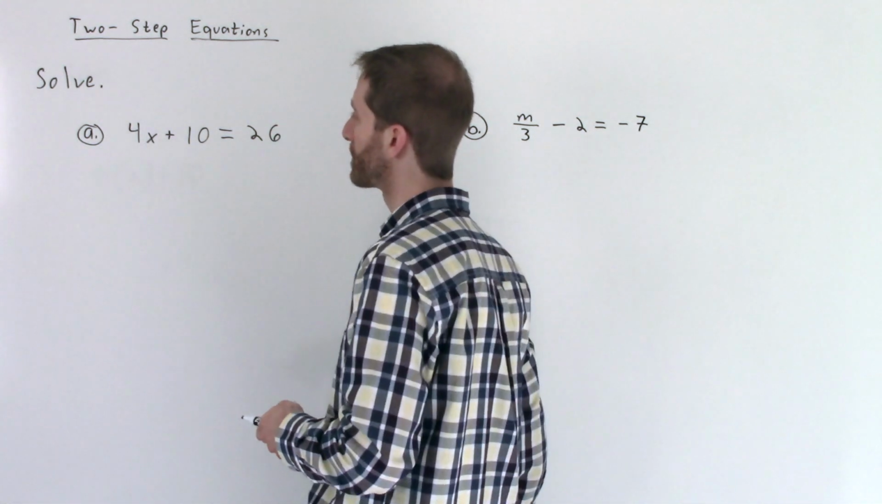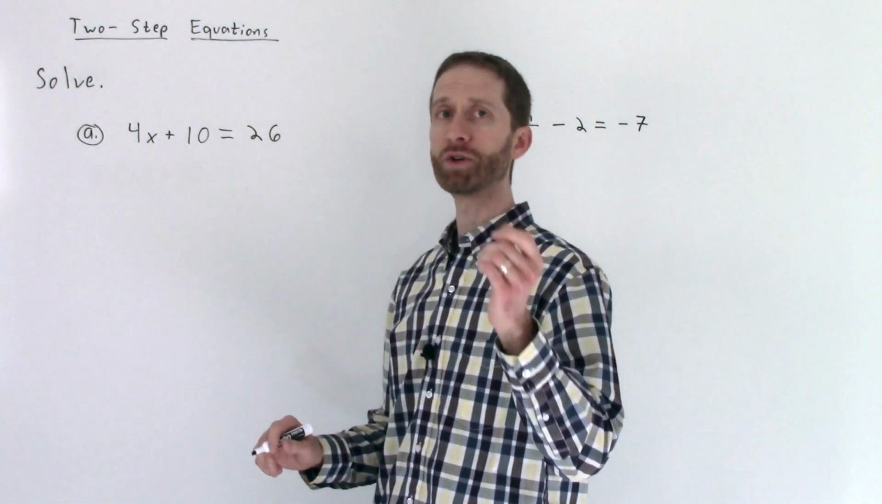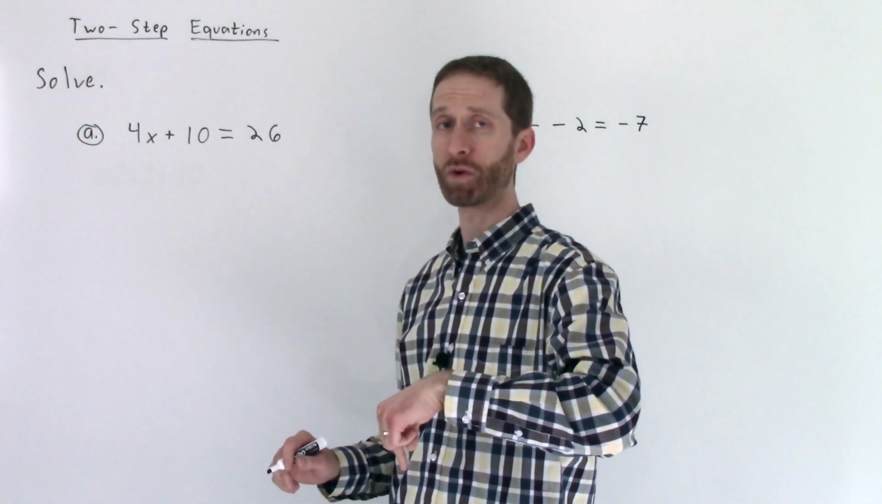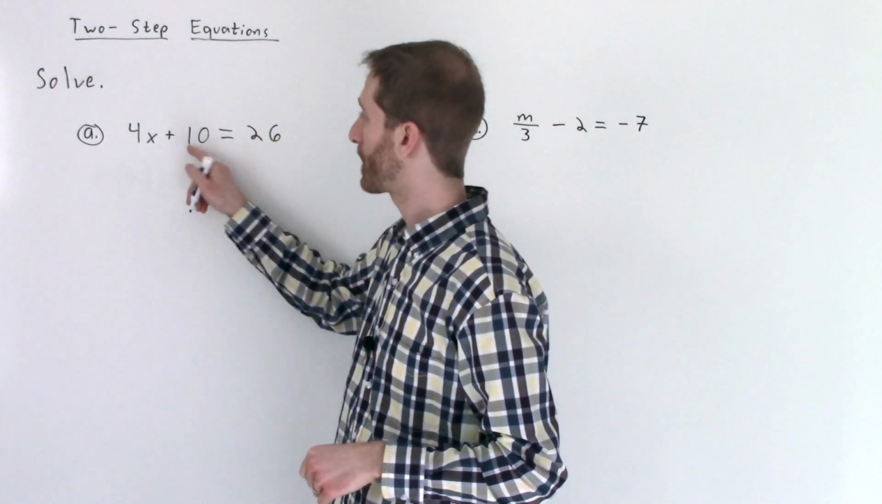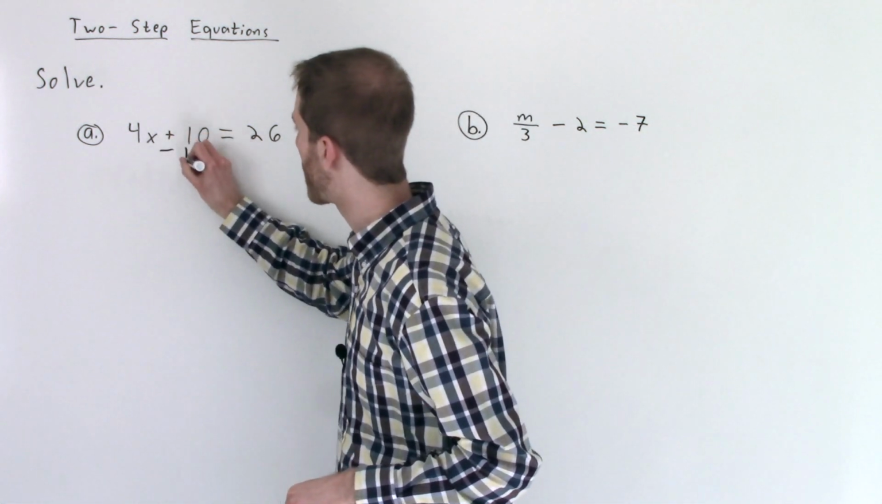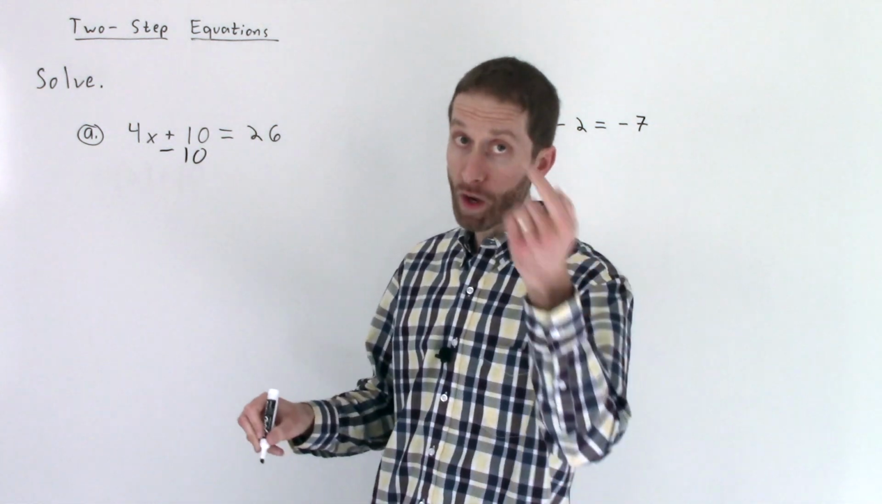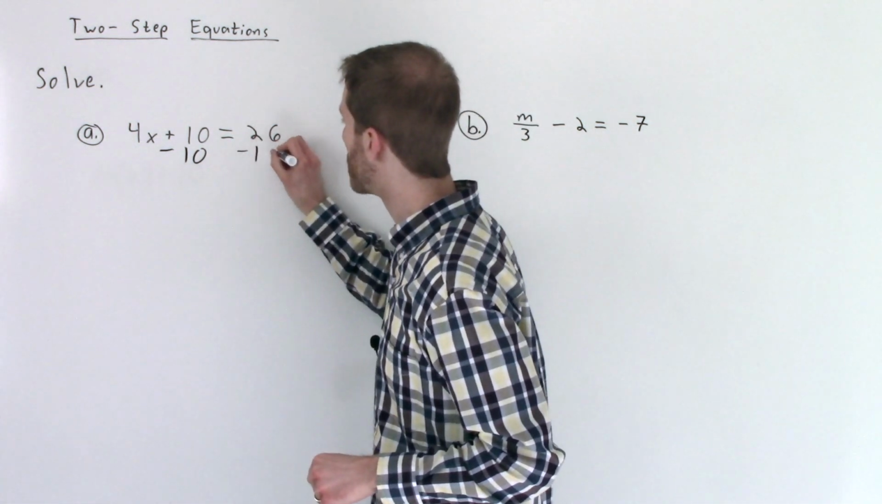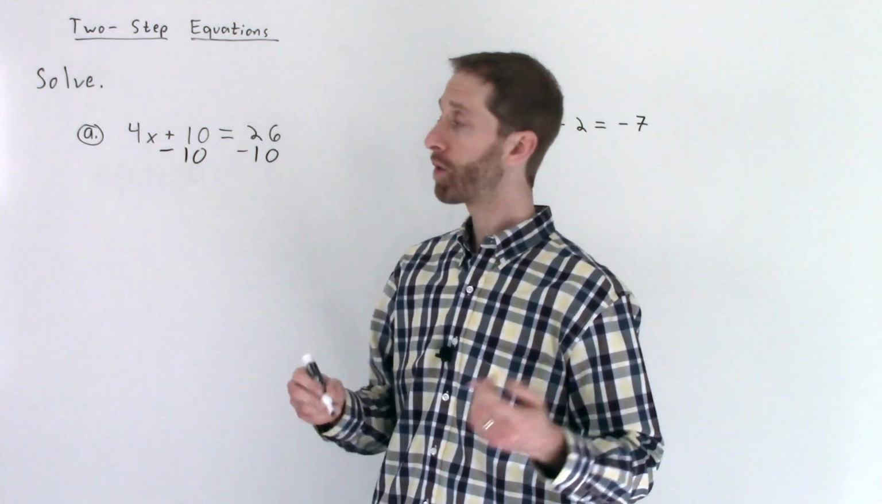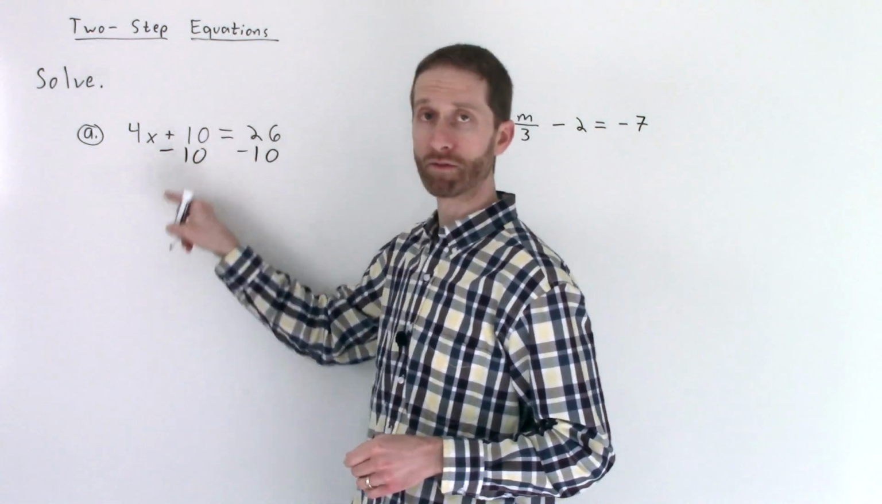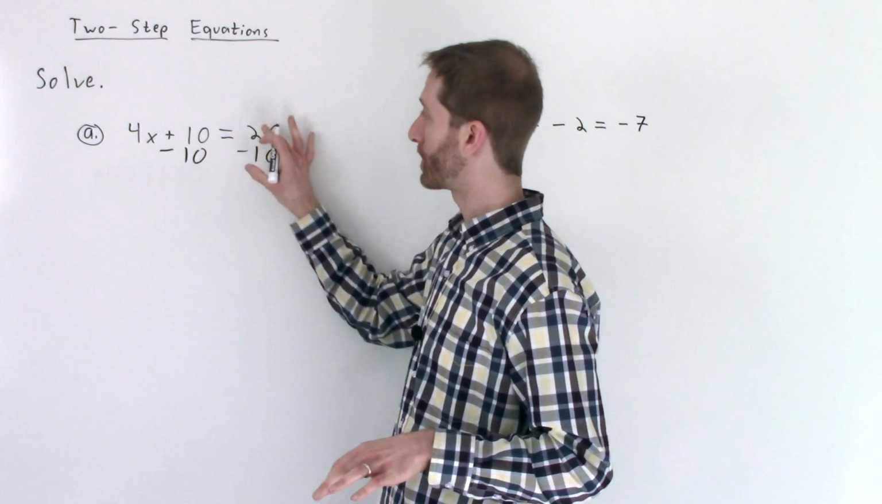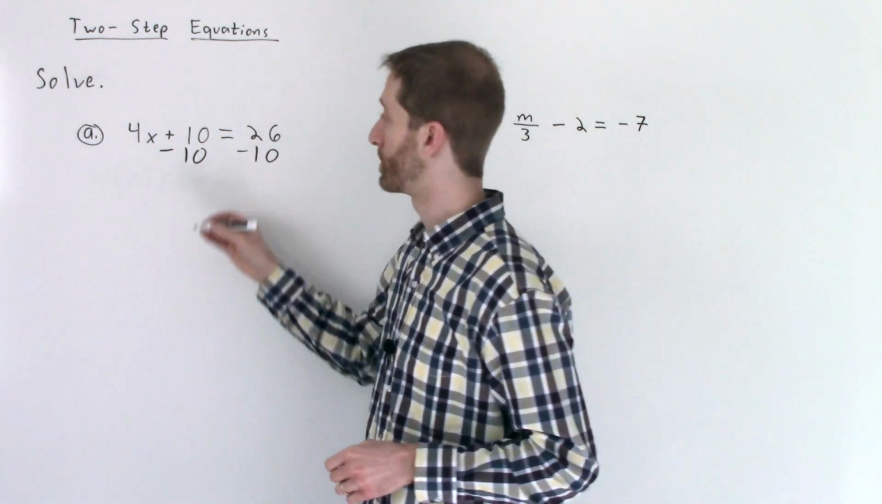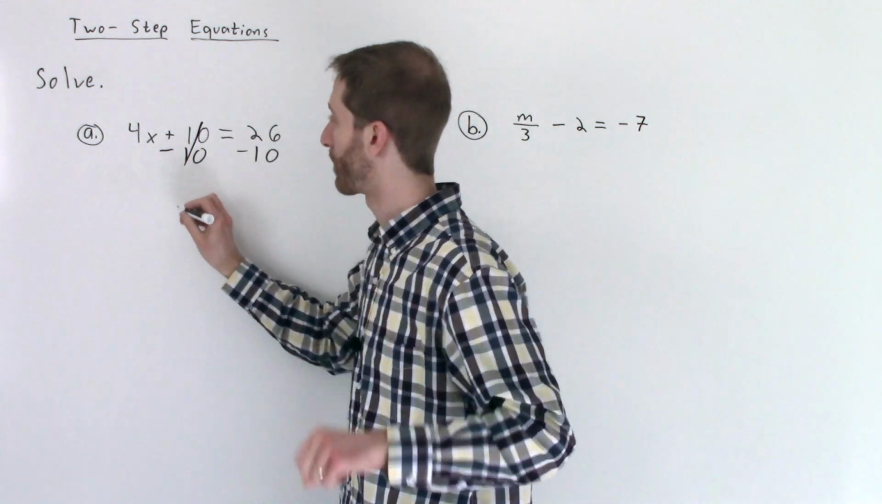Let's dive into this. So the first process we're going to undo is the last thing that we would normally do in the order of operations, plus 10. So we'll undo that with minus 10. What I do to one side of an equation, I must do to the other to keep the equation balanced. So focus first on the undoing of the order. That's what we want to do. Don't worry about this side. 10 minus 10 is 0. So they cancel out.